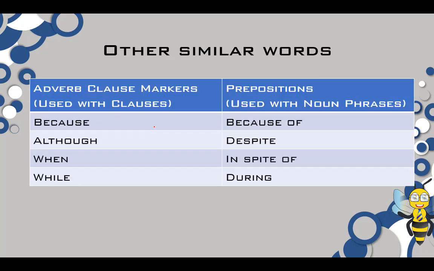Now, we also need to be careful with other words, not only because and because of. The first four, because, although, when, and while, are always followed by clauses. On the other hand, we have because of, despite, in spite of, and during. These four are always followed by nouns. And these four will always be followed by a subject or a noun and a verb.